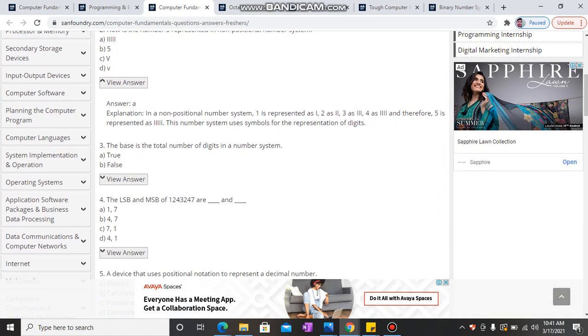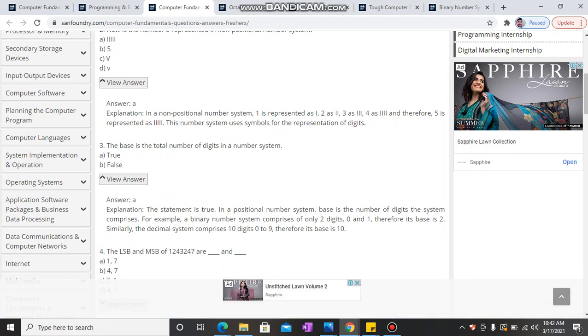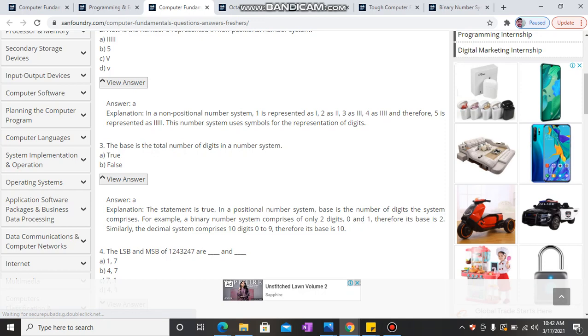The base is the total number of digits in the system. So that is true. It means the statement is true. In a positional number system, the base is the number of digits the system comprises. For example, a binary number comprises 2 digits, 0 and 1. Therefore, the base is 2. Similarly, the decimal system comprises 10 digits, 0 to 9, so the base of which is 10.